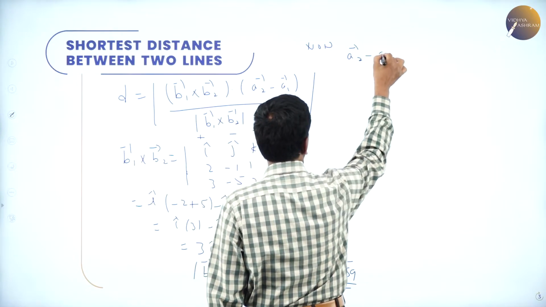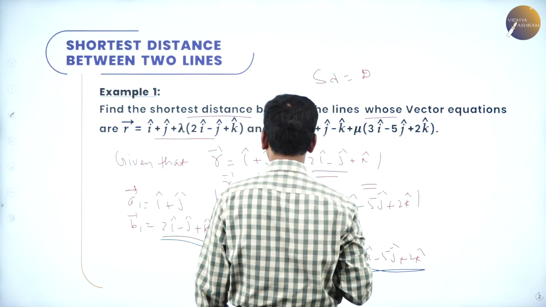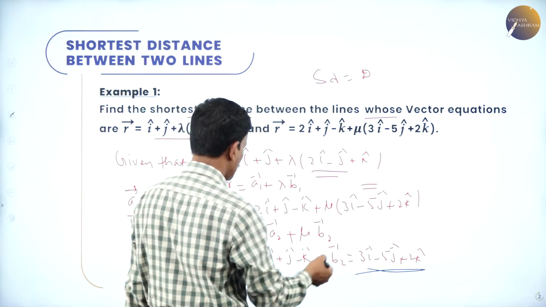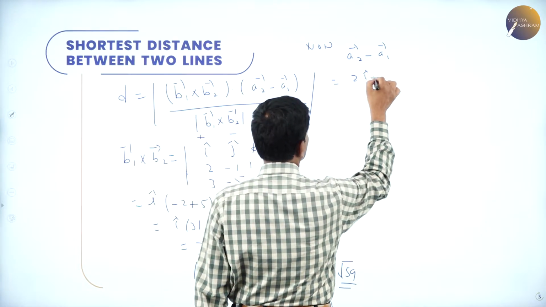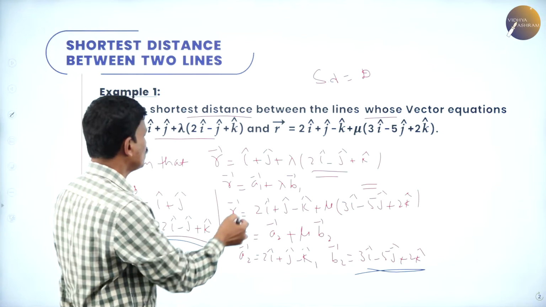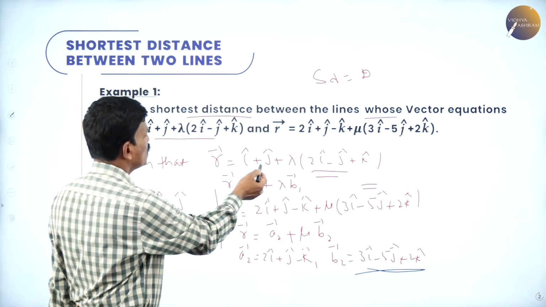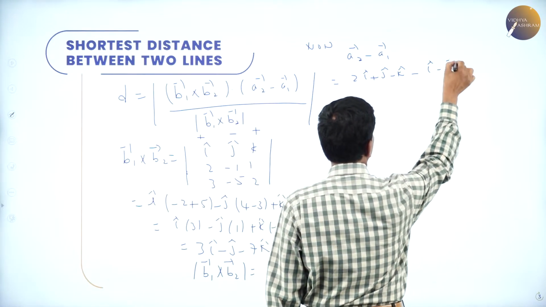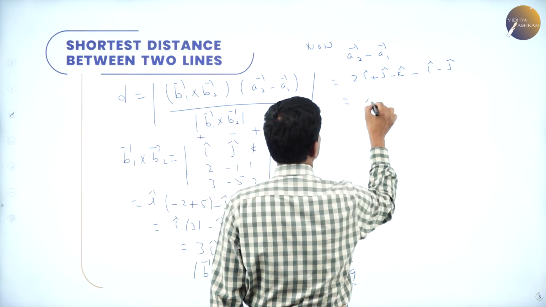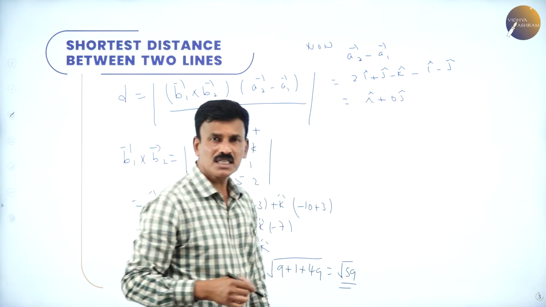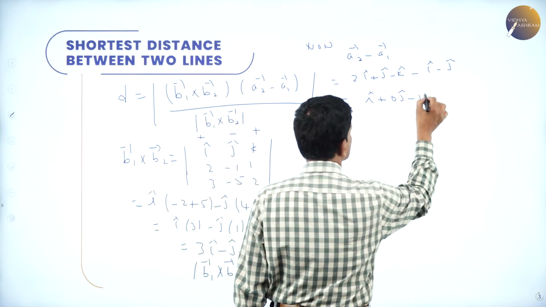Vector a2 minus a1 vector. What is vector a2? A2 is 2i plus j minus k. What is vector a1? i plus j, multiplied by the negative sign, you will get minus i minus j. So 2i minus i is i, j minus j gets cancelled, 0j, minus k.